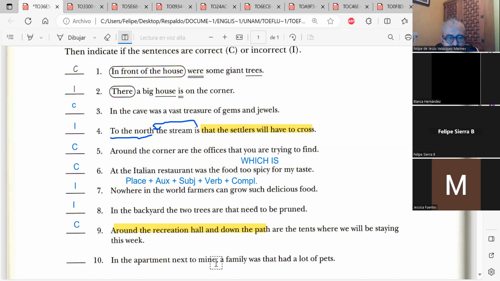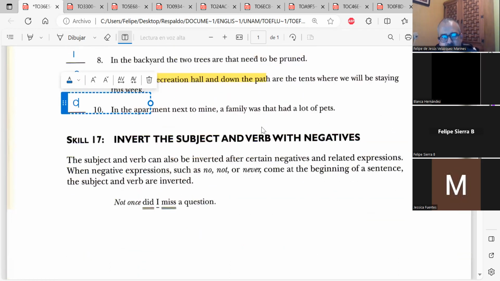When this comma was not used anywhere else, but this comma is used to break the subject verb inversion. So it's place, comma, subject verb complement. Yes, it's correct. Very good.